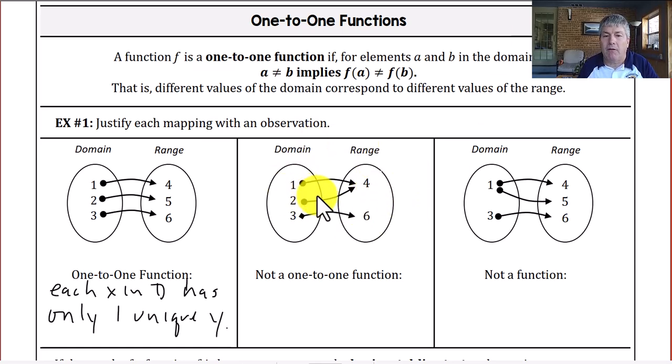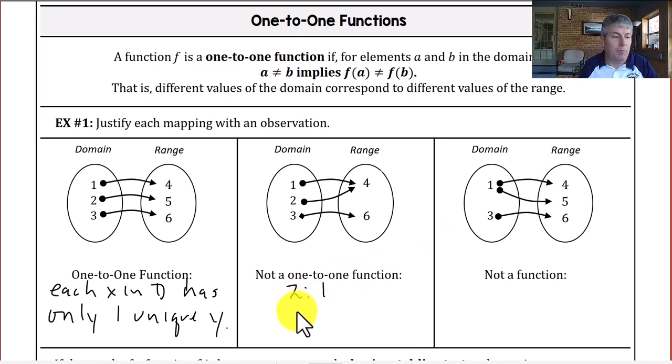In the middle diagram here, we see that 1 goes to 4 and 2 goes to 4. This is not a one-to-one function. This is actually a two-to-one function, because two inputs are mapping to the same output. Now that is a function, but it's just not one-to-one.